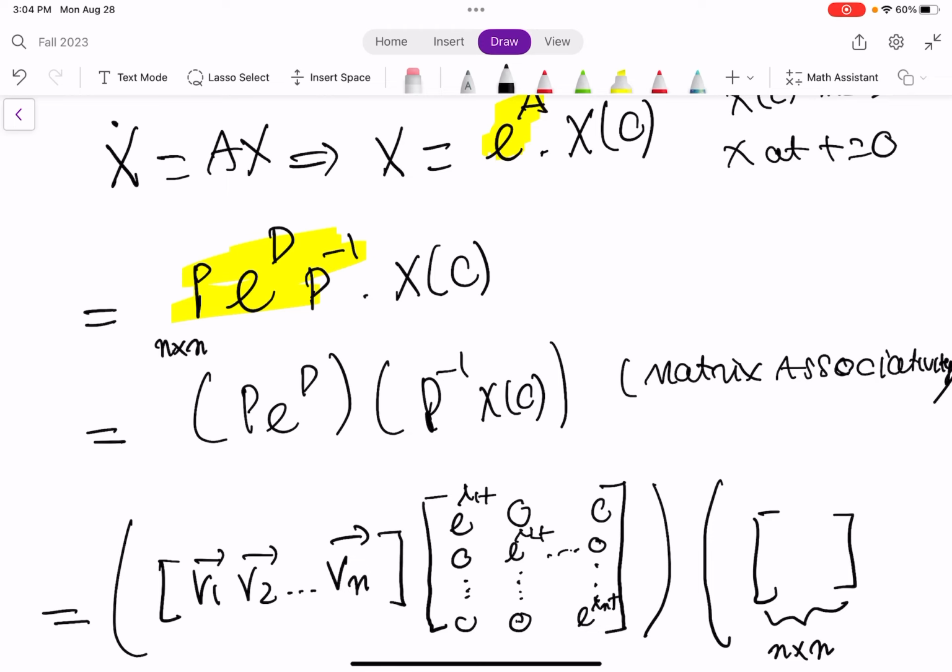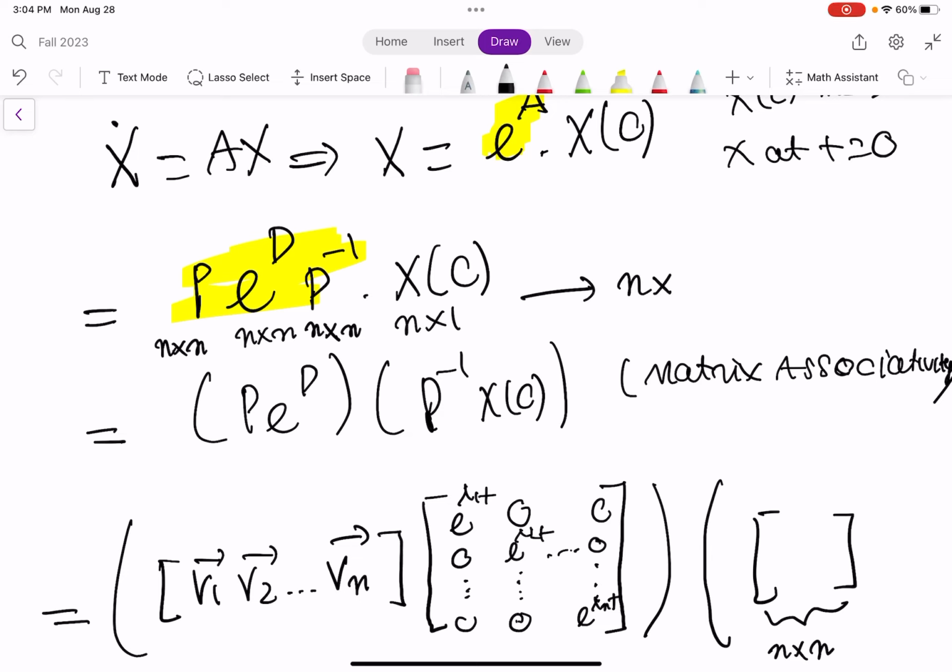So P is going to be an n by n. So similarly, P times P inverse is n by n as well, and x0 is just a vector, so n times 1. So all this you group together, you get an n times 1 matrix, or a column vector. Okay, so it's good.